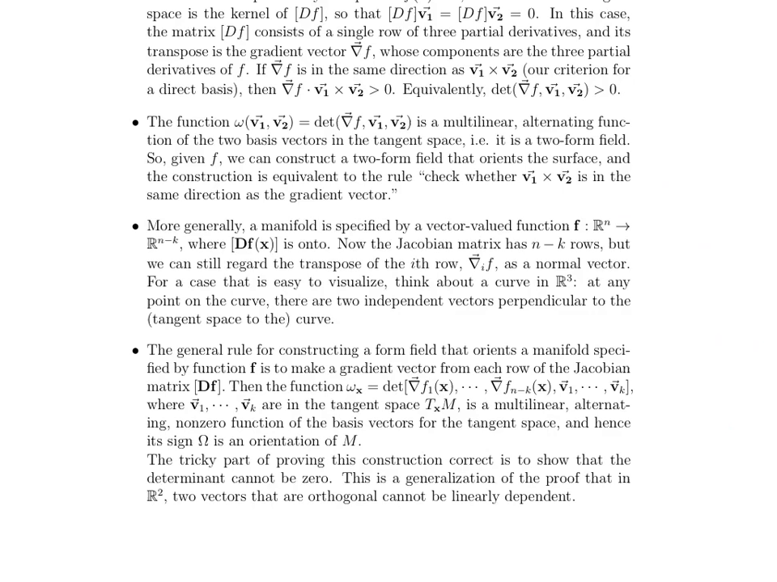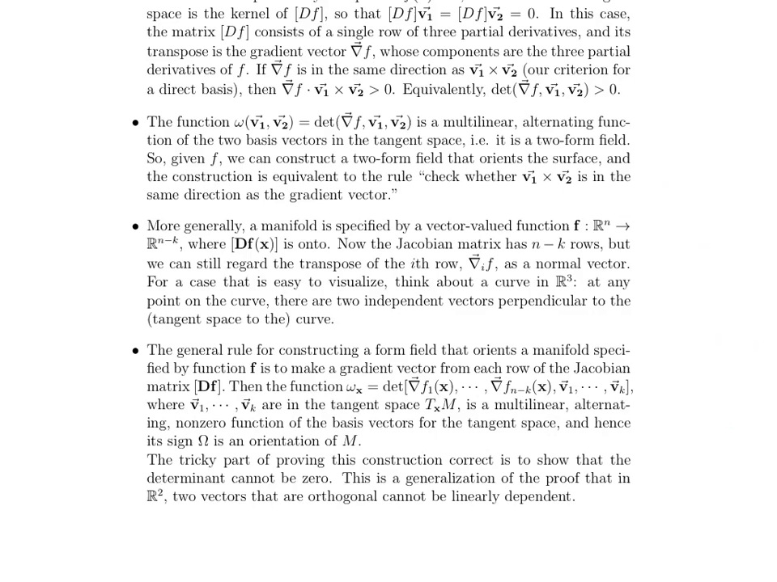Now, the general rule for constructing a form field that will successfully orient a manifold specified by a particular function is to make a gradient vector from each row of the Jacobian matrix. Then the function is the determinant of the following matrix. The first through n minus kth columns are going to be the gradient vectors from each row of the Jacobian. And then following that, we have the k basis vectors that are in the tangent space. Computing this determinant gives a multilinear, alternating, non-zero function of the basis vectors, and so its sign is a valid orientation for the manifold.